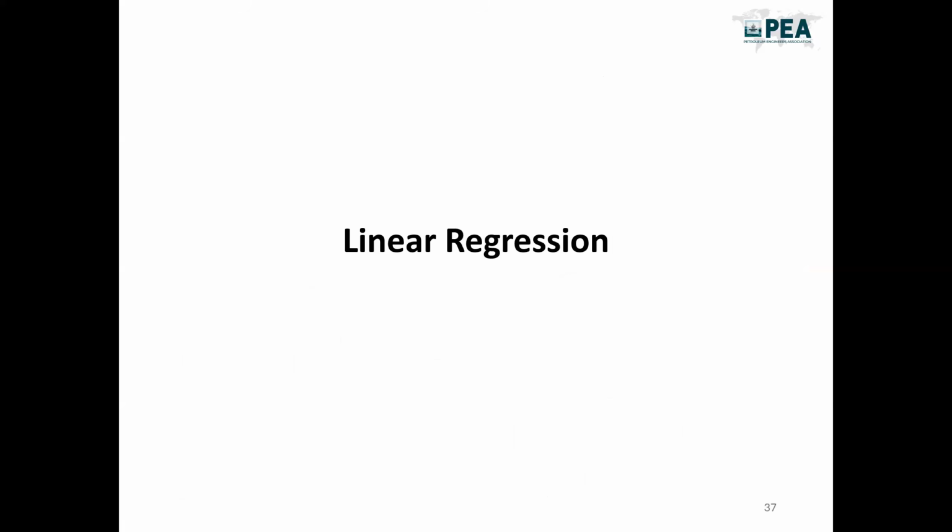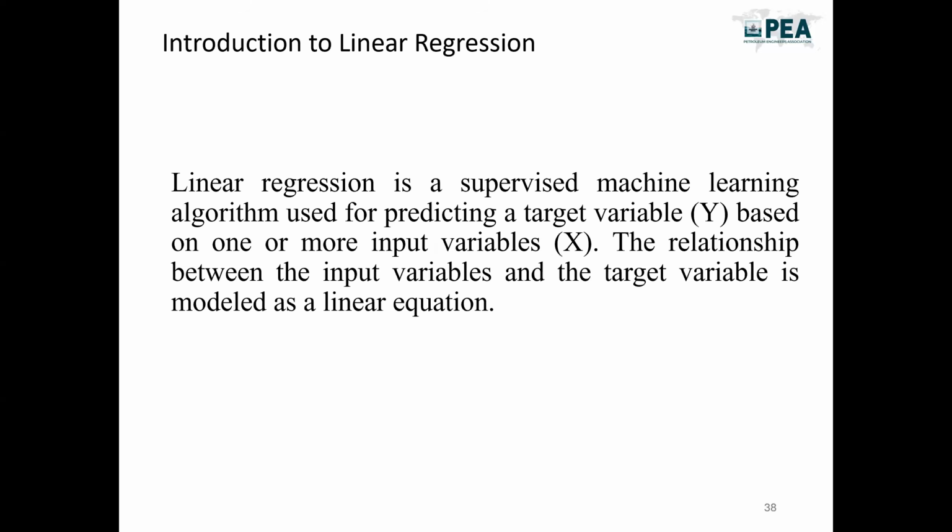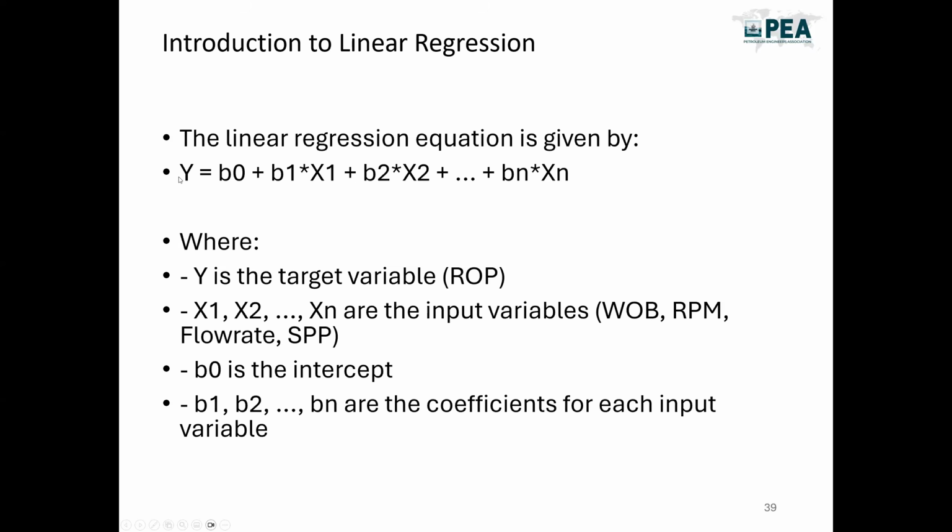What I'm going to do here really quick is go through linear regression. Linear regression is a supervised machine learning algorithm which is used to predict a target variable, which is ROP for us in this example, based on one or more input variables, which are weight on bit, RPM, and flow rate, where the relationship between these is linear. So we're going to develop this linear equation. Y is the ROP, x1, x2, and xn are the input parameters, these are the coefficients, and this is the intercept.